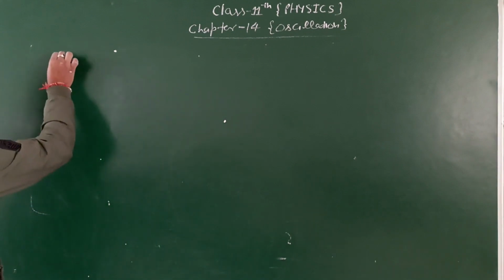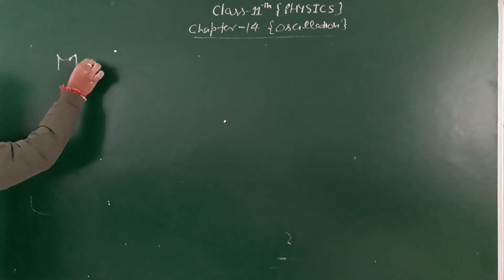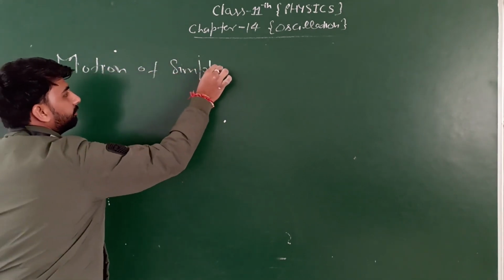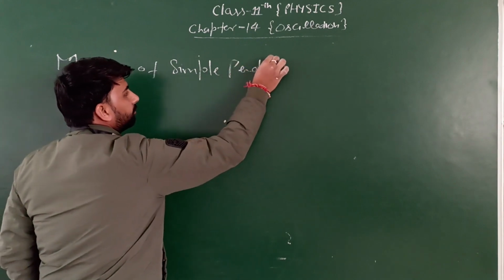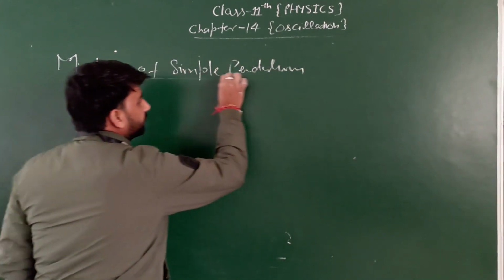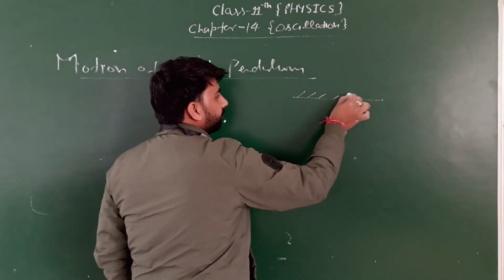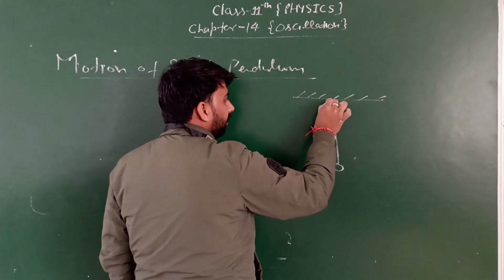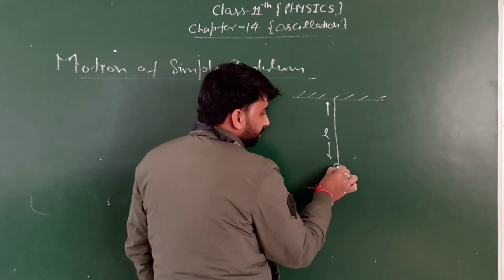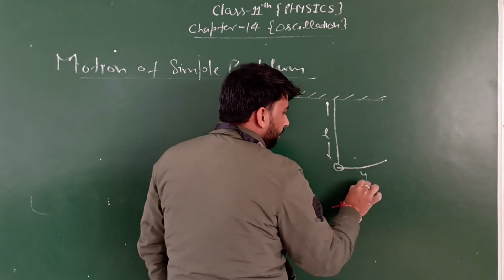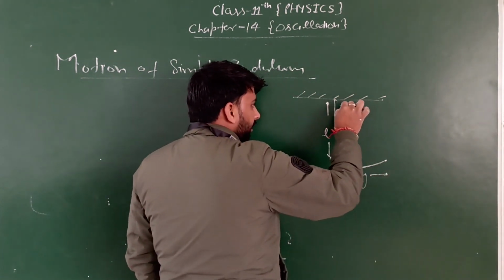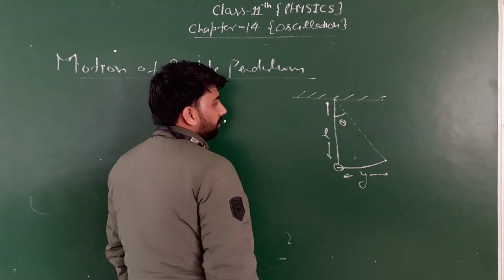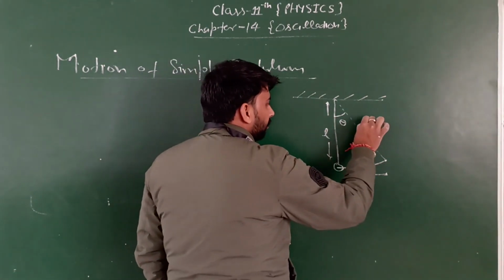So motion of simple pendulum. For this, let us consider a rigid support through which a simple pendulum of length L is attached. Let the pendulum be displaced by a displacement y from its mean position, and the object covers an angular displacement theta about its mean position, and this is also L.